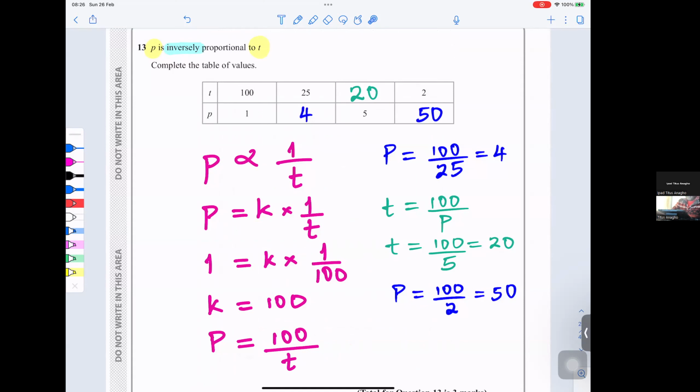Question number 13. P is inversely proportional to t. Complete the table of values. So the given value is t is 100, p is 1. So p is inversely proportional to t.